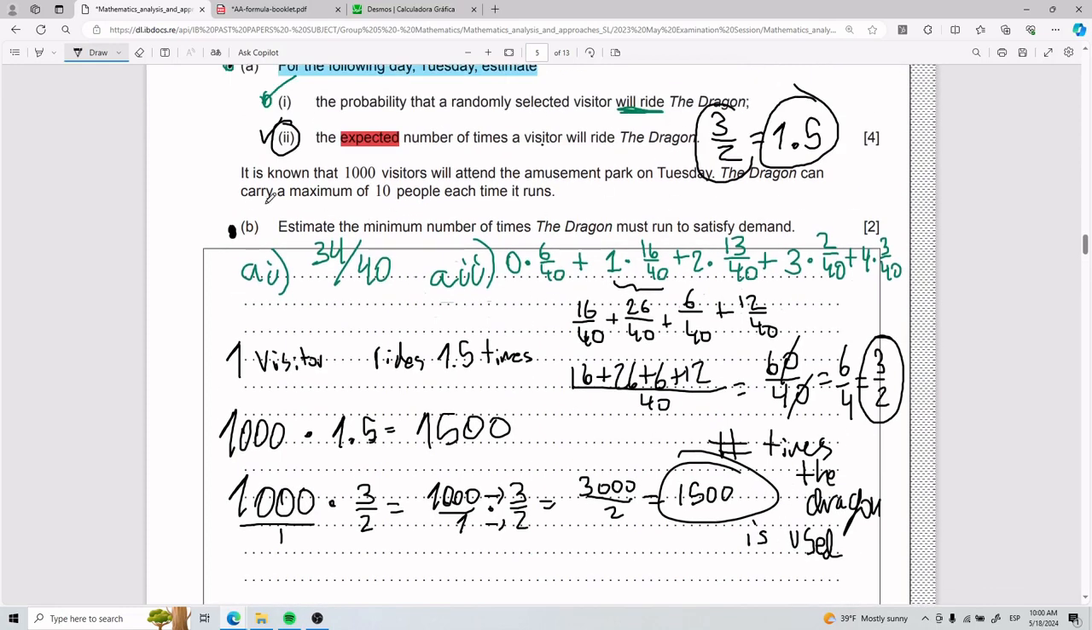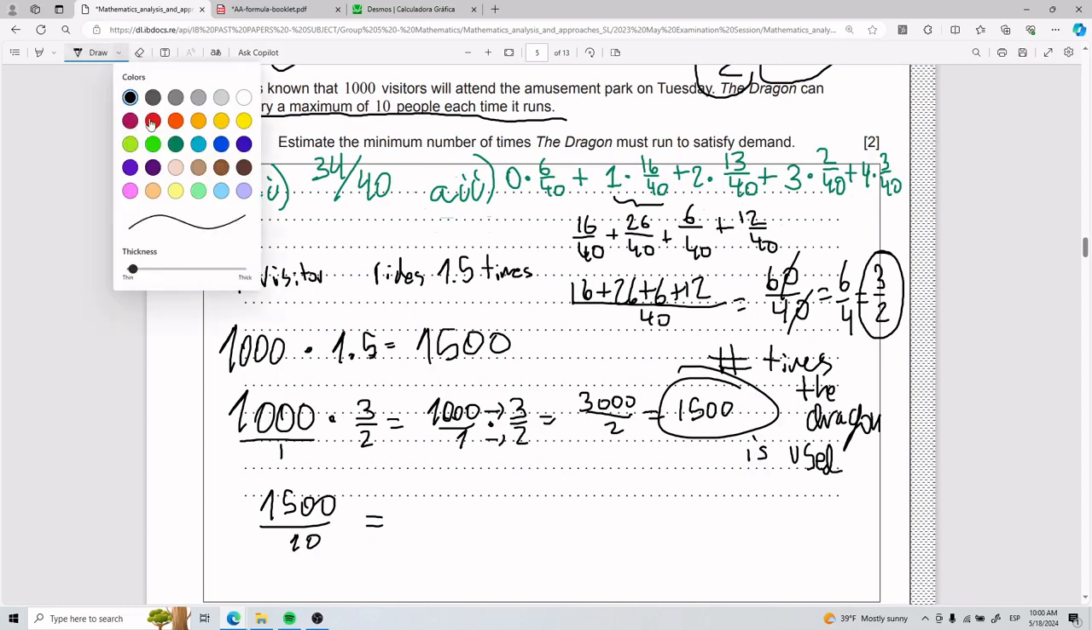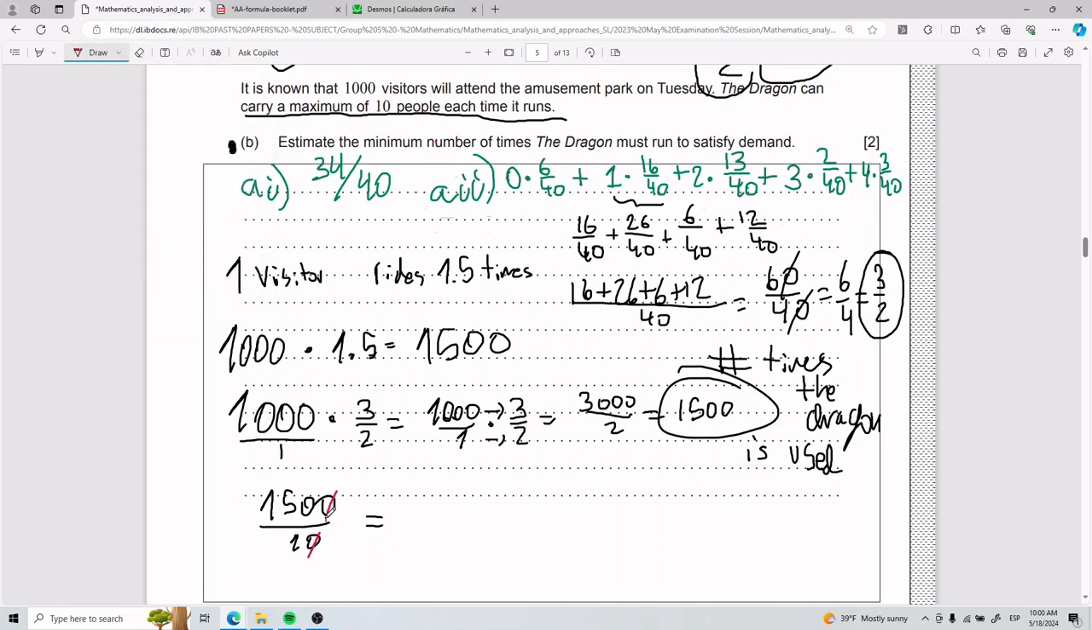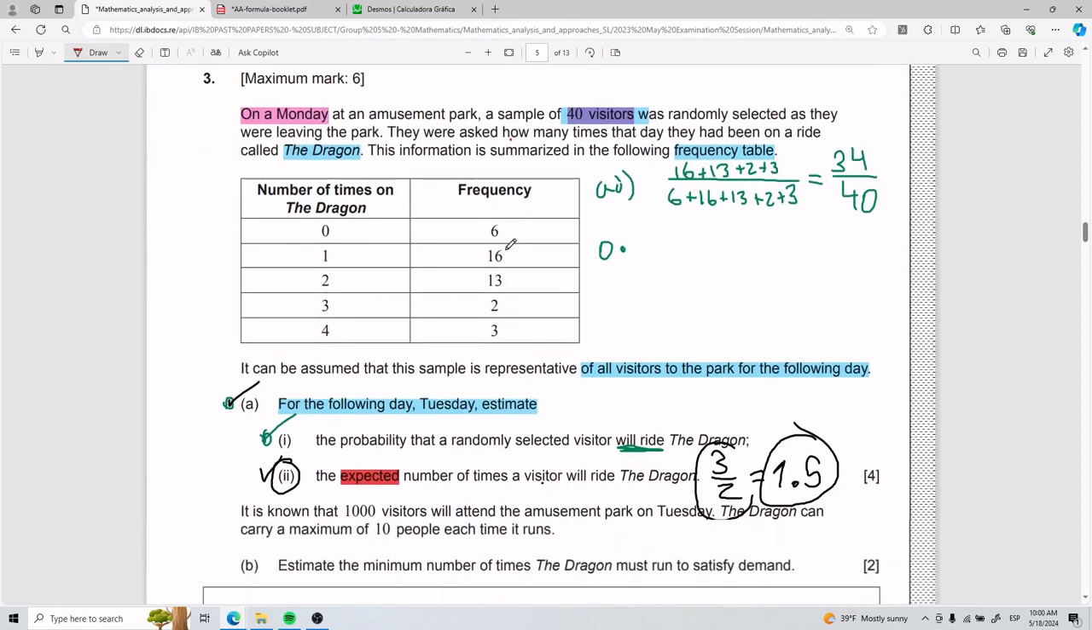And because the dragon can carry a maximum of 10 people, the minimum number of times it has to run to satisfy the demand is 1,500 divided by 10. So if you divide by 10, because they both have a 0, you can cross them out, 150 times. So that is for part B, and that is for number 3.